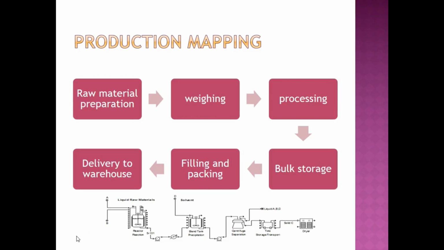So during the process, sometimes the API or the product is stored in bulk containers until a passing result is obtained from an in-process sample, for example. When the in-process passing result is obtained, the process continues on to the filling and packaging areas, and finally the product is delivered to the warehouse, where it's quarantined until the final QC testing is done on the product, and it's released off-site.